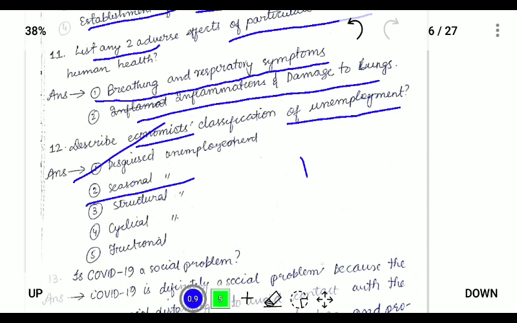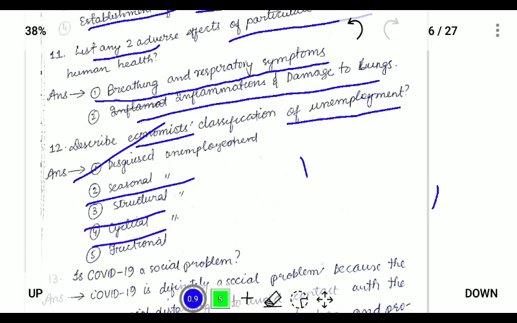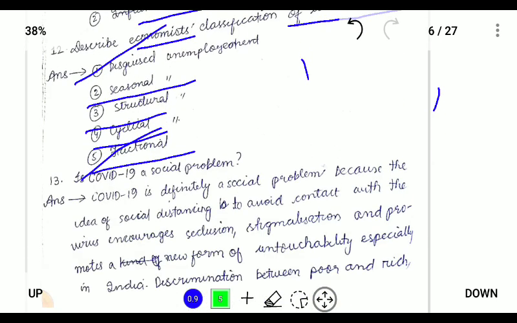Structural unemployment, that is people not getting the right job for the right qualification, that is a postgraduate student working as a peon or a chokidar. And cyclical unemployment, that is similar to seasonal unemployment. And frictional unemployment, that is when people search for better jobs. So this is called frictional unemployment. So these are the five types of unemployment.